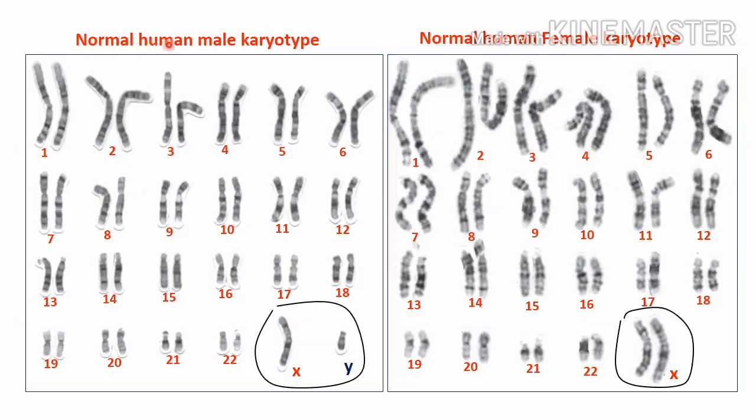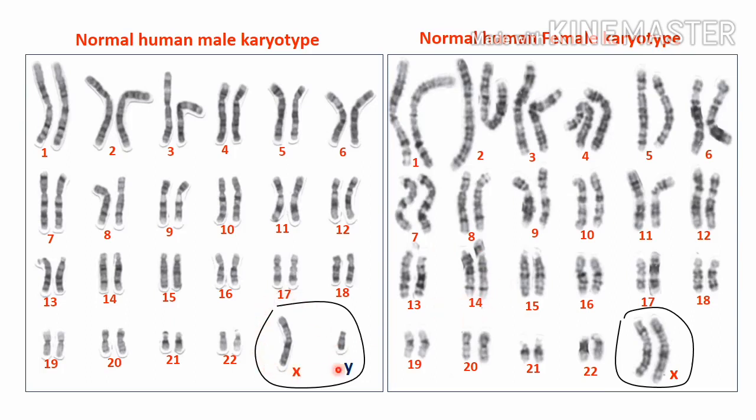The slide shows the normal human male karyotype and normal human female karyotype. Karyotype is the arrangement of the chromosomes: all 46 chromosomes grouped together and arranged according to their decreasing order of size. That is, the first group is the longest chromosome, and the chromosomes are arranged in such a way that their size progressively decreases, and then we have all 23 pairs. The first 22 pairs are the same in both male and female.